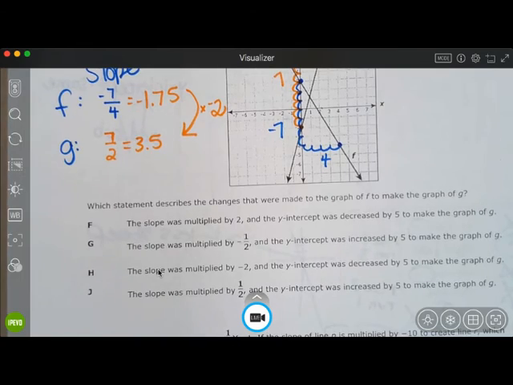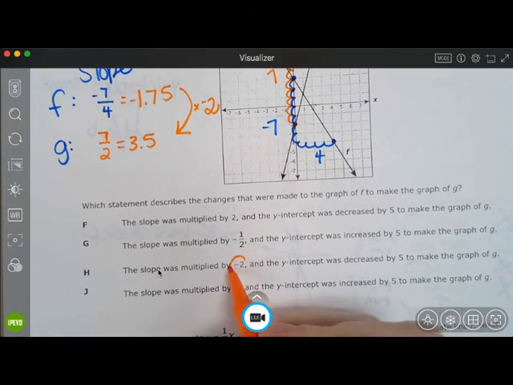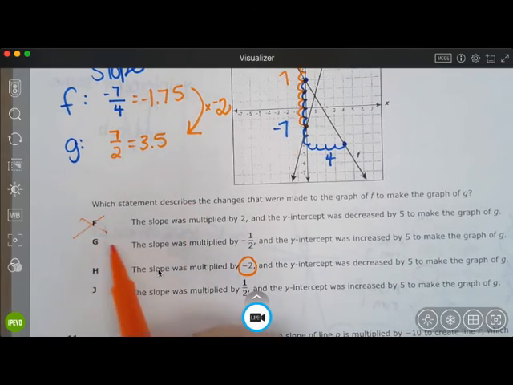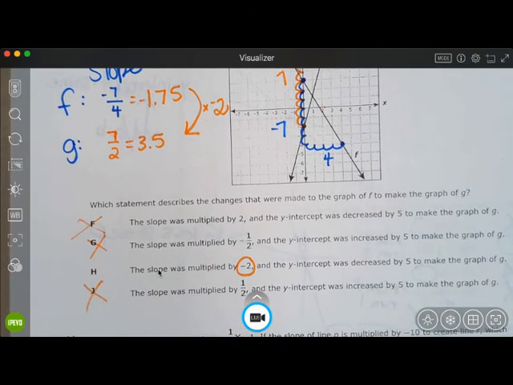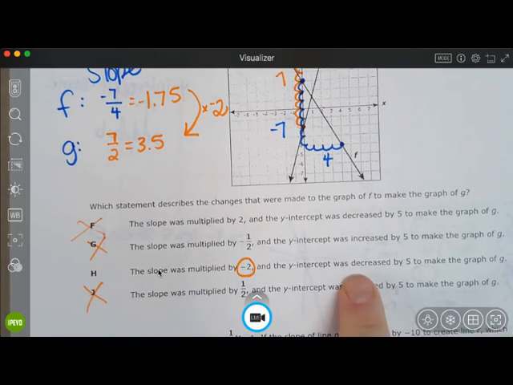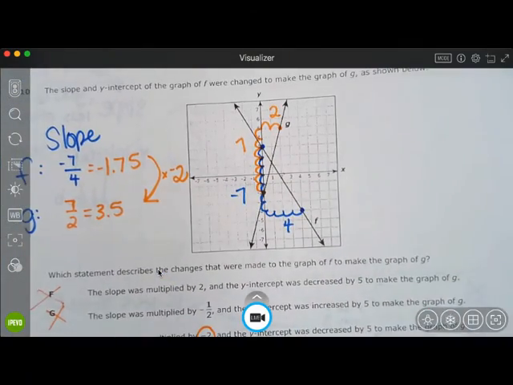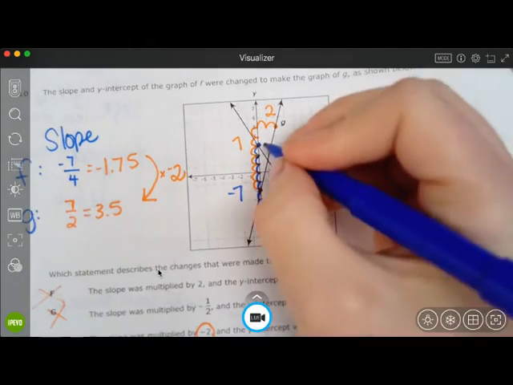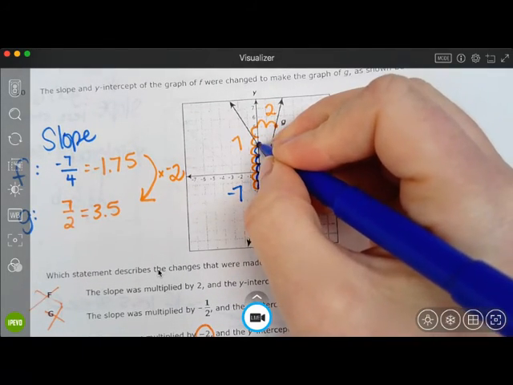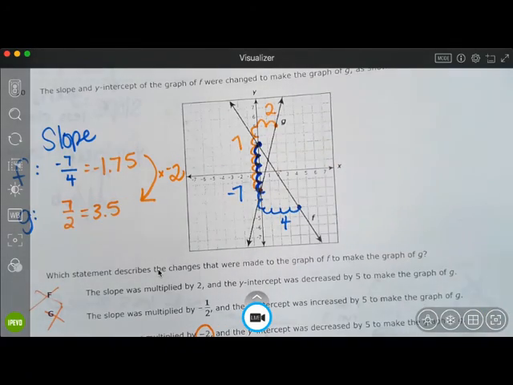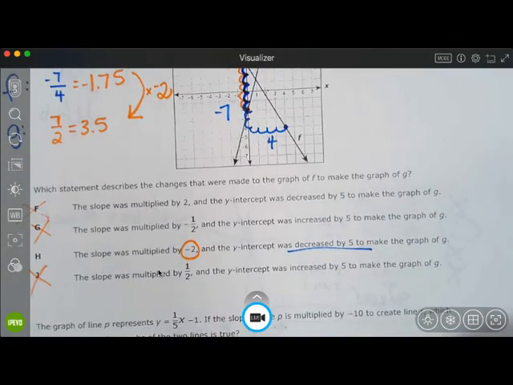Okay, so answer choices we can mark out all of them, right? So then the last thing is just to make sure the y-intercept was decreased by 5 to make the graph. Was it? Yes. If you go from here, you go down 1, 2, 3, 4, 5. So yes, decreased by 5.